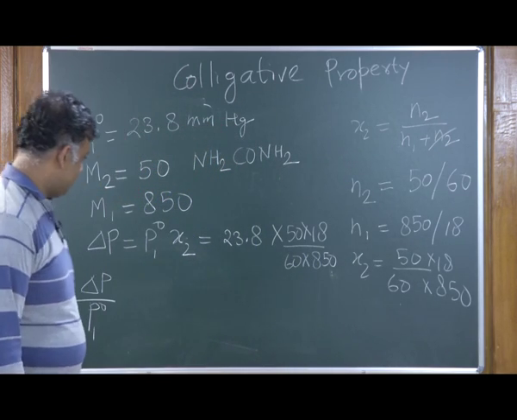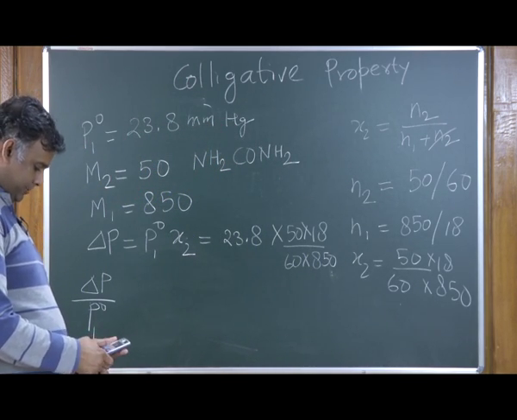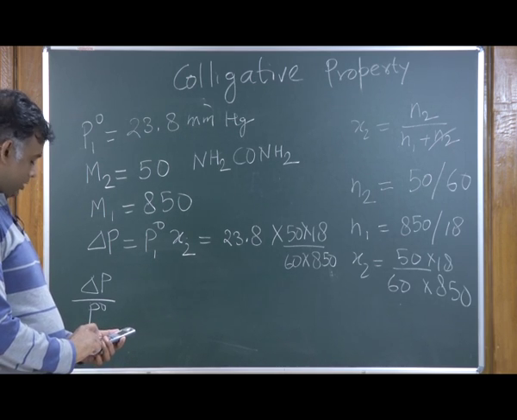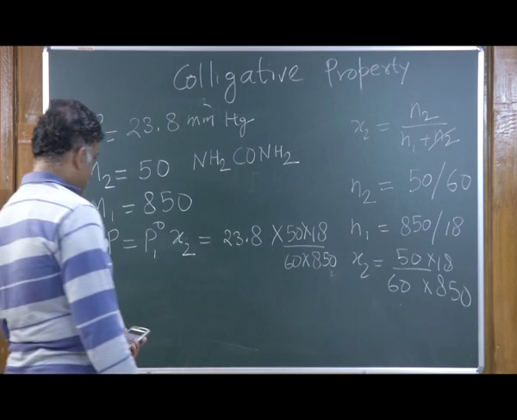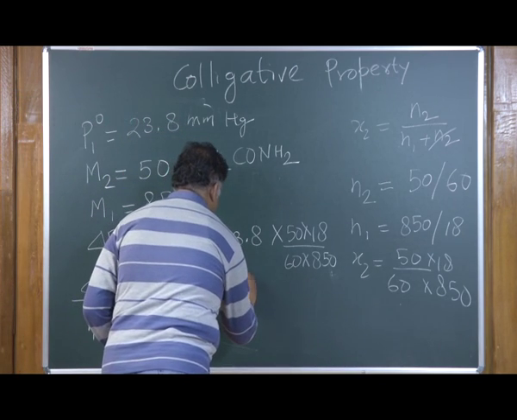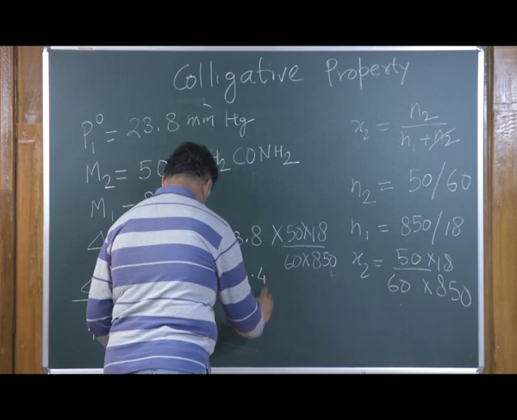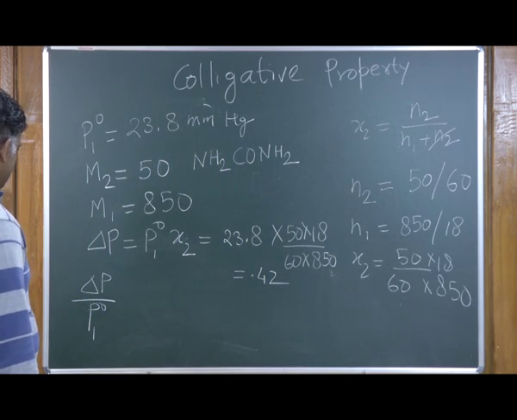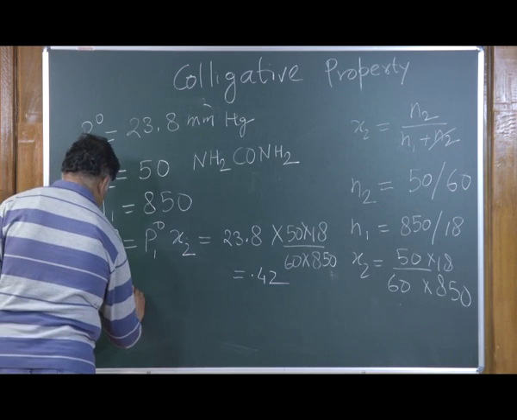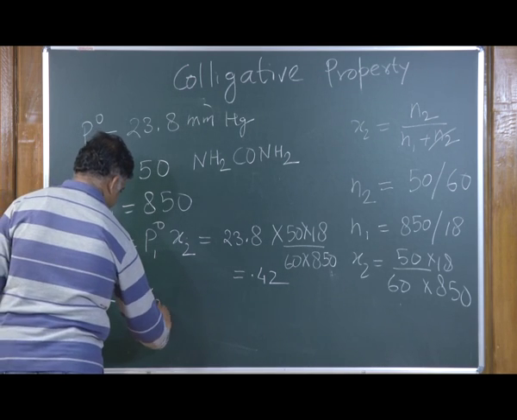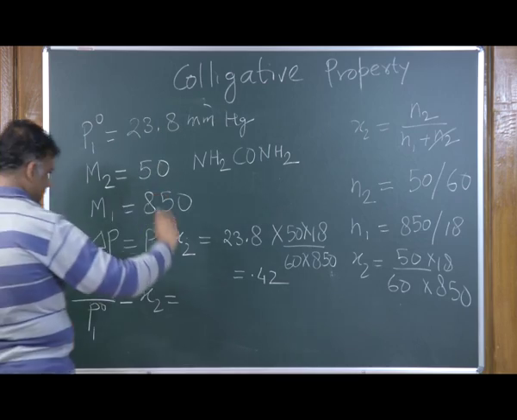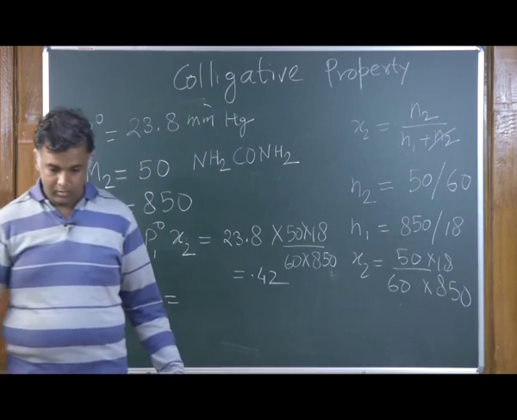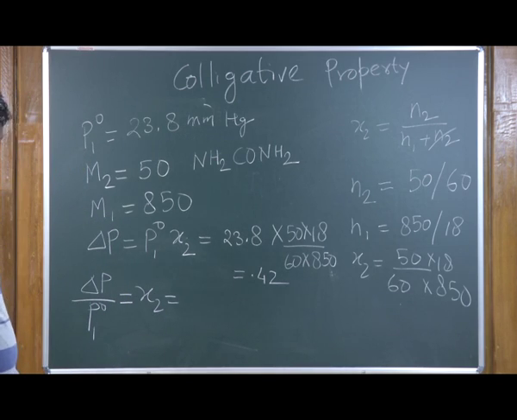Okay, and let us use the calculator and see what we get. So, the lowering in vapor pressure is 0.42. And now, what about this quantity? This is nothing but x 2, which we have already calculated. So, x 2 is right given here. Okay, so, we can handle this problem quite easily.